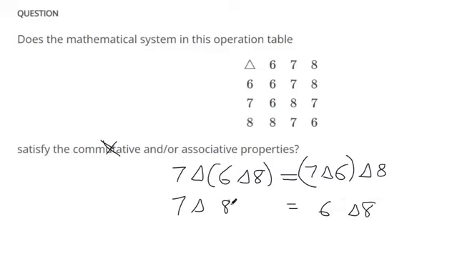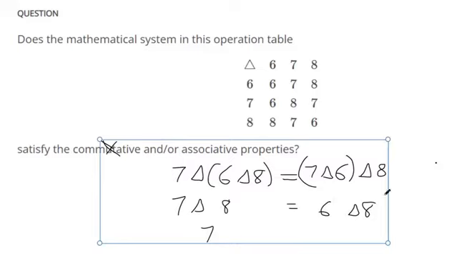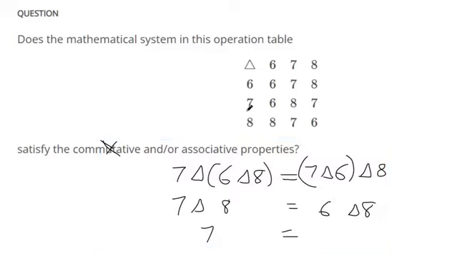And then to figure out what 7 triangle 8 is, 7 in the row, 8 on the column, that gives me 7. And then we got 6 in the row, 8 on the column, that gives me 8. I tried another example and it didn't work. So since there's one example in this table that does not obey the associative property, we say it does not satisfy the associative property, singular. Okay, so with this question, we'd say it's neither commutative nor associative.